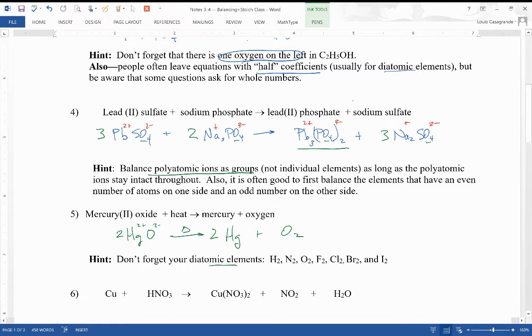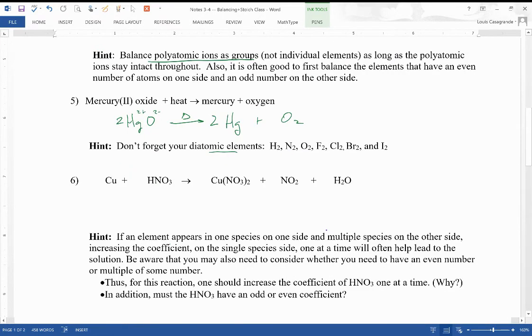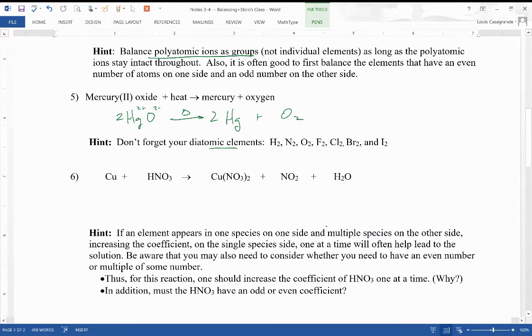That was a nice, easy one. And number 6 is going to be a complicated one. There's going to be a related, similar equation in the homework, but instead of having NO2 in the product, it's going to have NO in the product. And so it's going to give you a slightly different balancing.